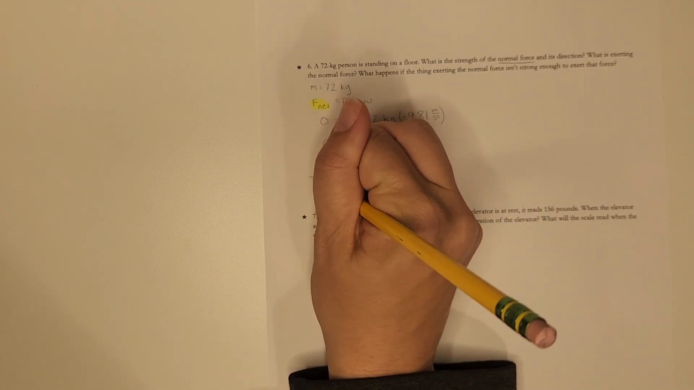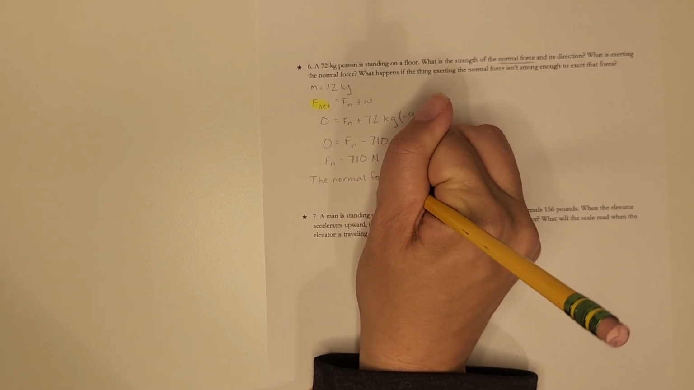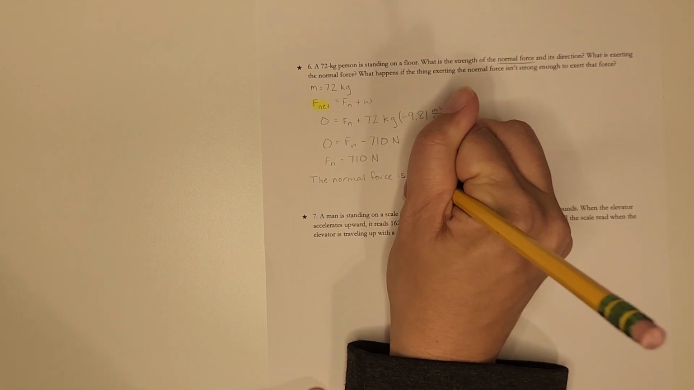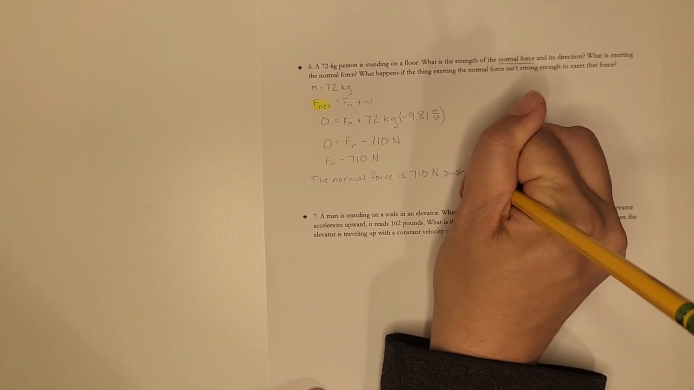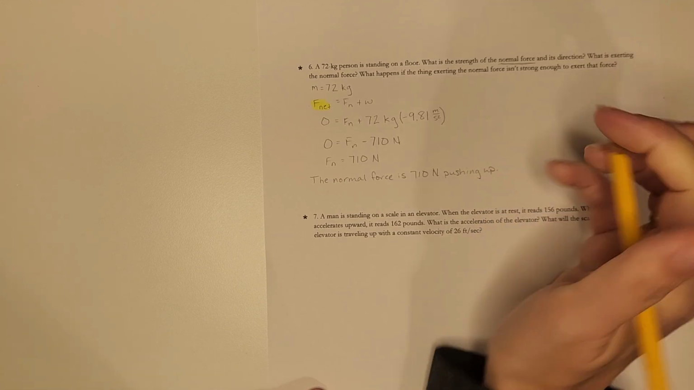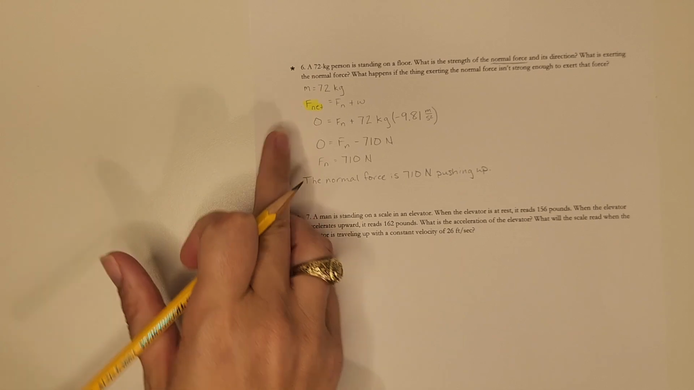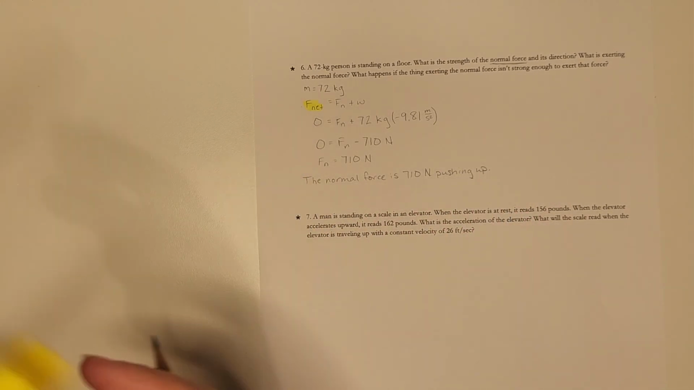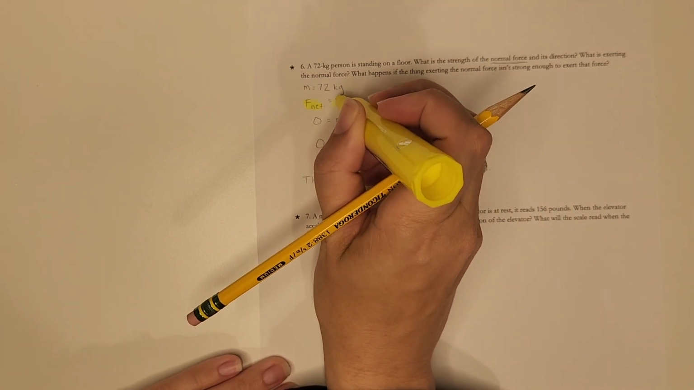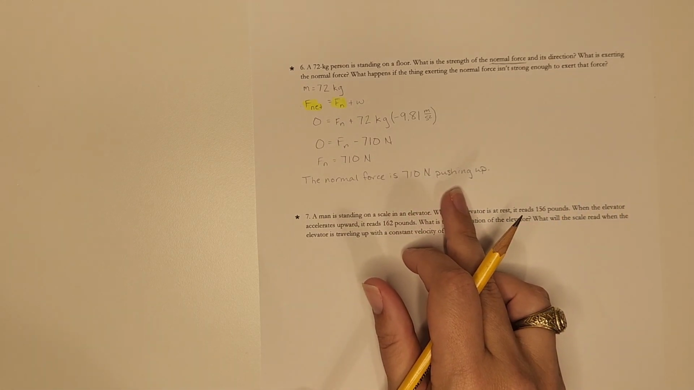Okay, so starting to write out this answer, the normal force is 710 newtons pushing up. If you remember why I highlighted this, this is a vector quantity, and so I have to have a direction along with this. So this normal force would also be a vector quantity in this particular problem. Okay, so 710 newtons pushing up.